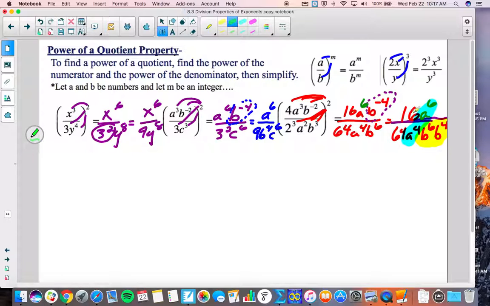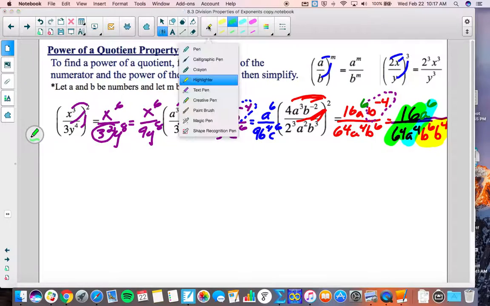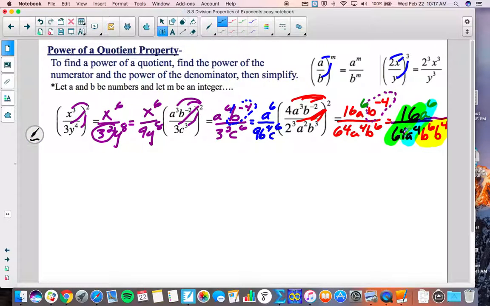And then last but not least, we can simplify some numbers here. 16 divided by 64, we can simplify to 1/4. So let's go through that again from left to right now. 16 over 64 is 1/4. Now if there's anything else that gets left up here, we can get rid of that 1.